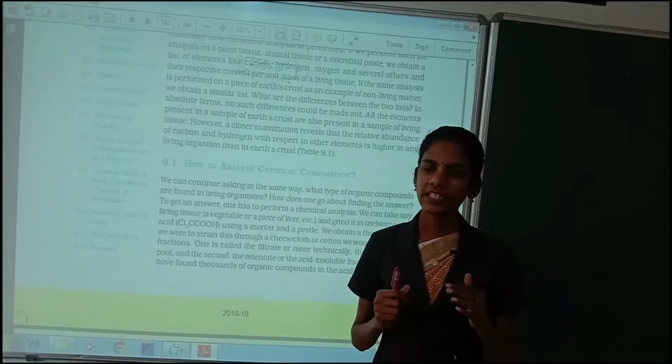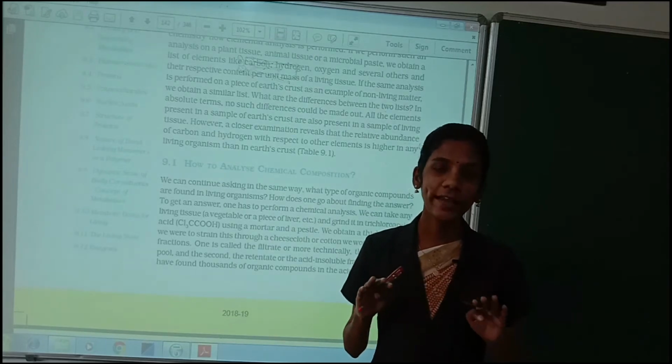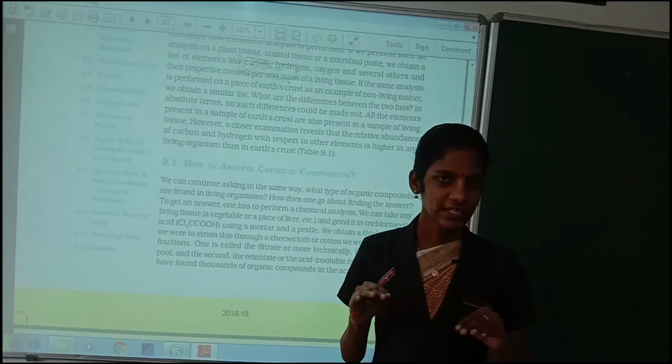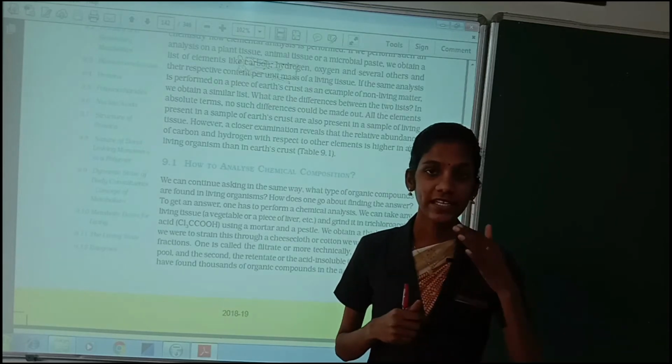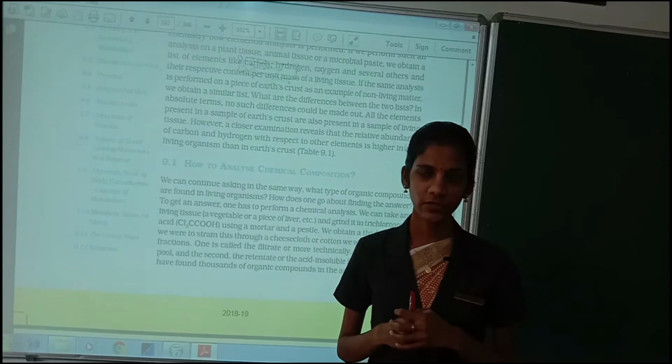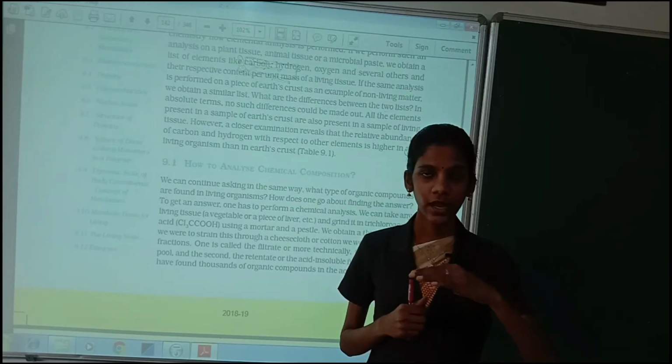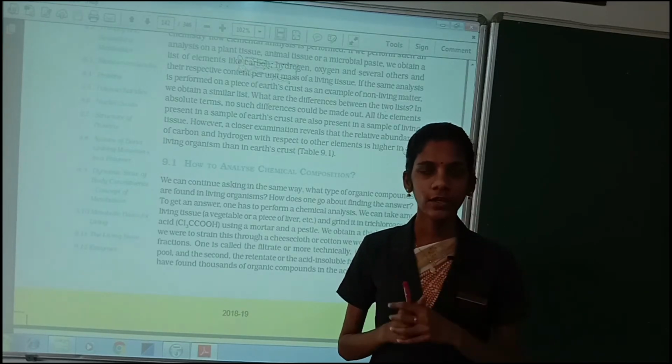In the second step, this slurry is filtered with the help of a fine cotton cloth. When we separate the slurry with a fine cotton cloth, we can see two parts after separation. That means we can see a filtrate part as well as a retentate part in that cotton cloth.